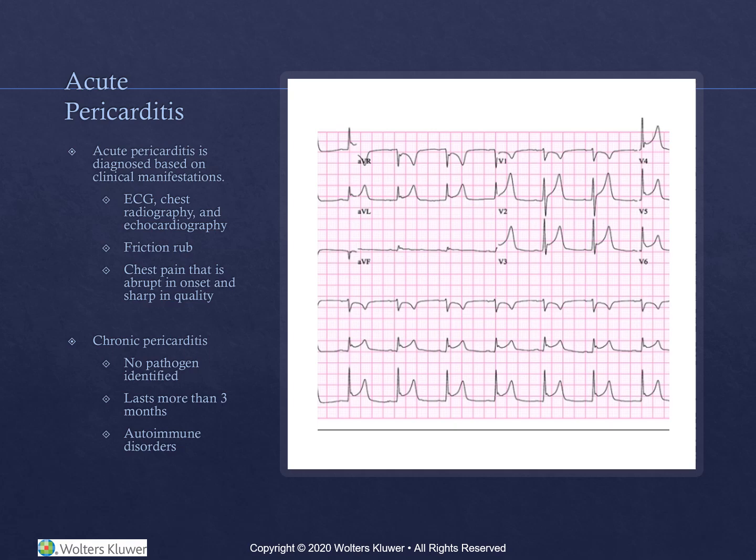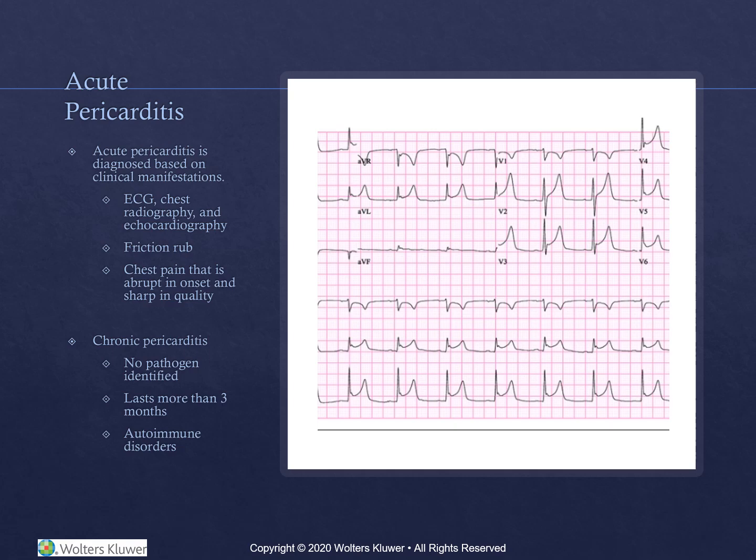So we're going to start with a discussion on acute pericarditis. Acute pericarditis is an acute inflammatory process of the pericardium. Usually when someone has acute pericarditis, we diagnose its presence based on a very specific triad of clinical manifestations. One piece is largely by EKG. We can also look at radiography or echocardiography to appreciate the changes to the pericardium itself. But a quick way to do this is on EKG.